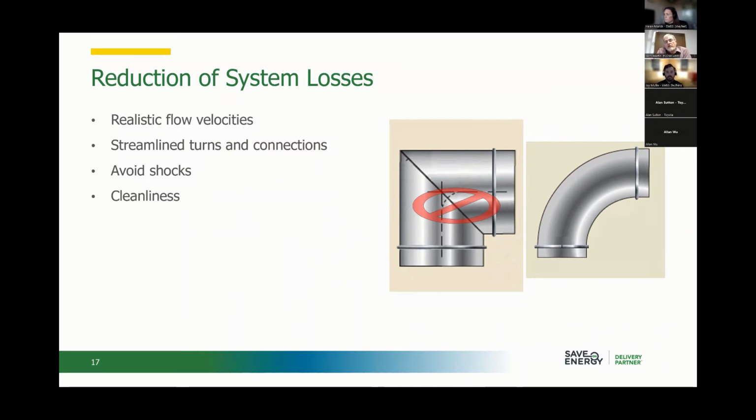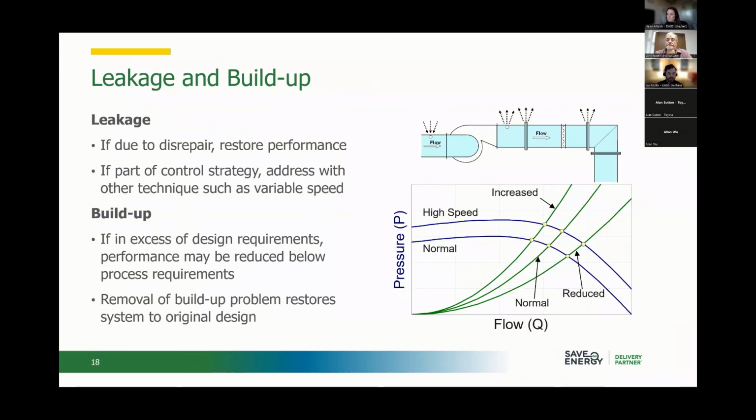Bottom line is you want to keep your velocities at something that's reasonable. As soon as you go high, of course, as I say, it goes up as a square of speed. Avoid streamlined turns and conditions. Avoid the shock losses, meaning the entries and the discharge. If you've got a high velocity duct on the discharge, you just dump it straight out without putting some kind of a diffuser on that slows it down. And then issues of cleanliness. I'll touch on that cleanliness one again here in a minute. Okay, Jay. Yeah. Leakage and buildup.